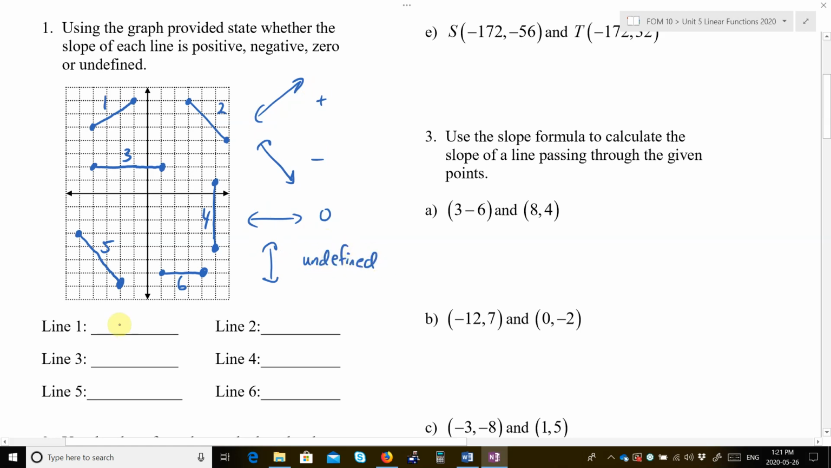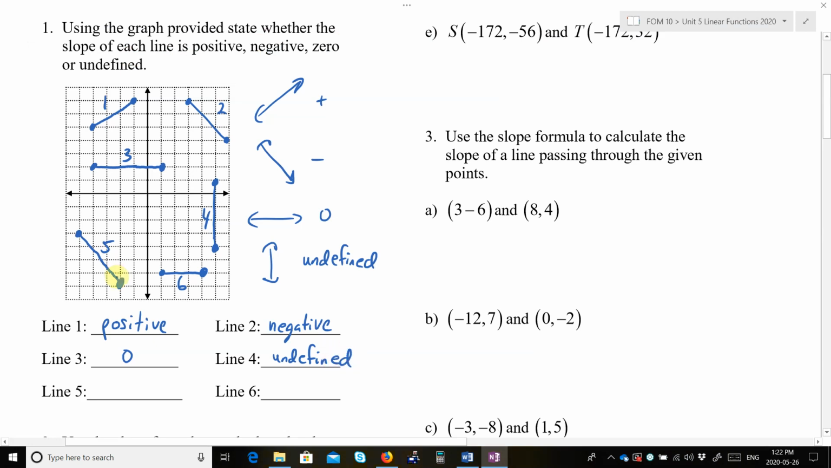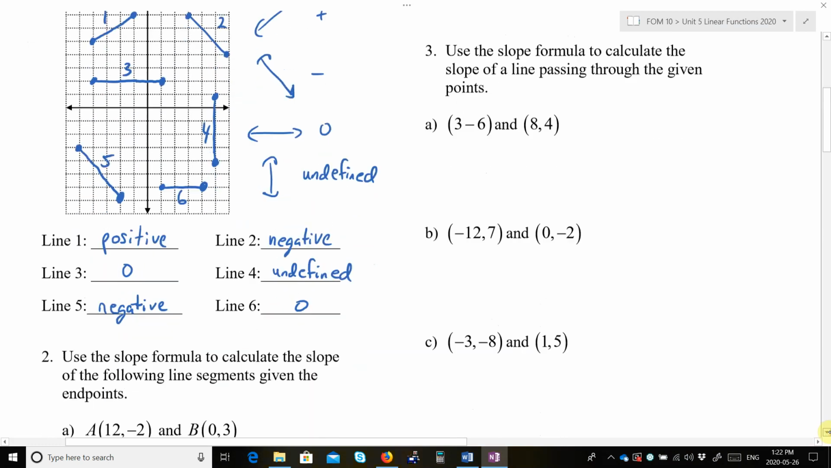Okay, so line 1, the slope is positive. Line 2, the slope is negative. Line 3, the slope is 0. Line 4, the slope is undefined. Line 5, the slope is negative. And line 6, the slope is 0. Okay, so that's how you do number 1.